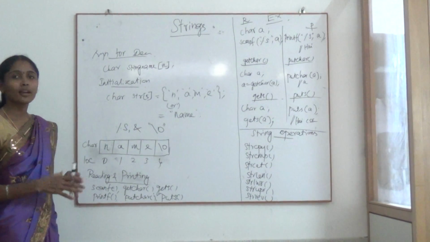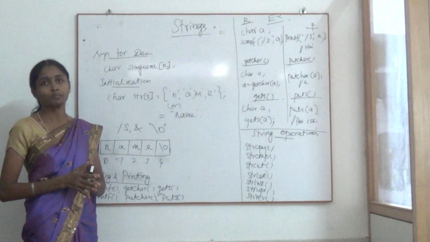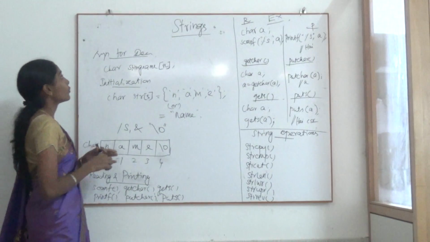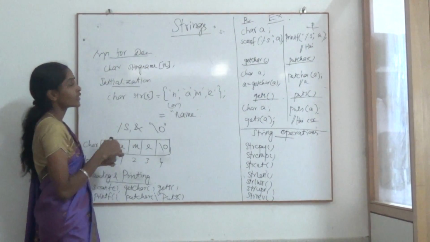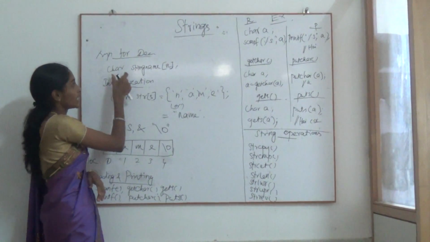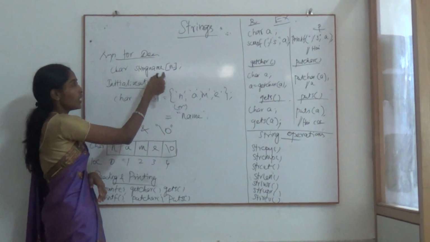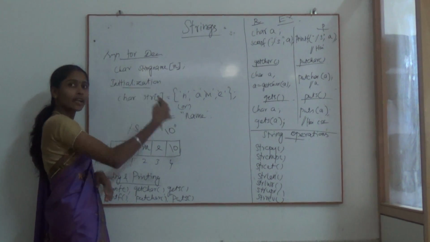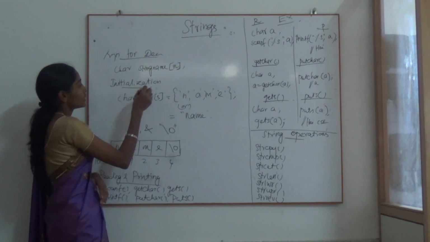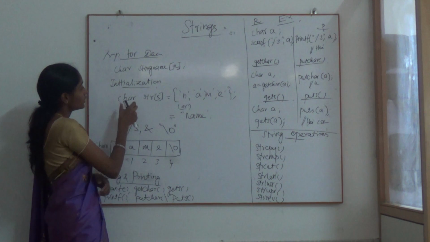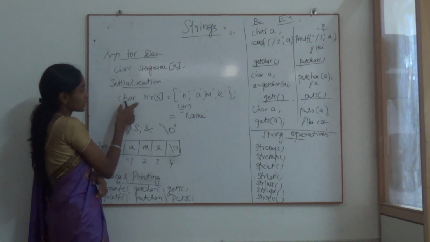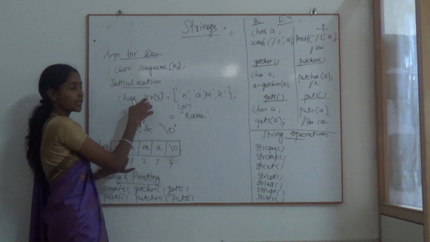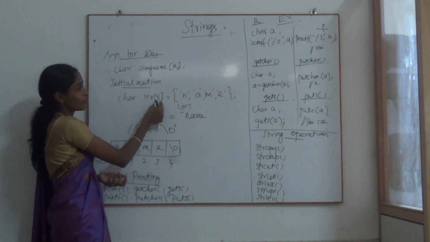About strings. A string is nothing but a set of characters, or a collection of characters, enclosed within double quotes. The syntax for declaring a string is the data type, that is char, then a space, the string name, and then the size. Size is the number of characters used for the string. The syntax for initializing a string is the data type, char, and the string name.